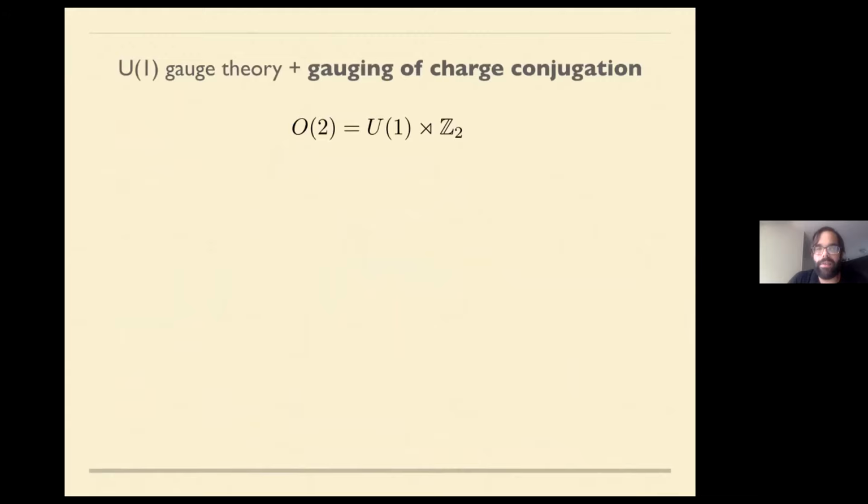It's actually very simple. You take U1 gauge theory, which has a charge conjugation symmetry, which acts on the U1. You have a phase, flip the sign of the phase, and just gauge that. So that's O2 gauge theory. So it's U1 gauge theory plus gauging charge conjugation. And of course, it's also a matrix group with the familiar description in terms of rotation matrices and reflections and the like.